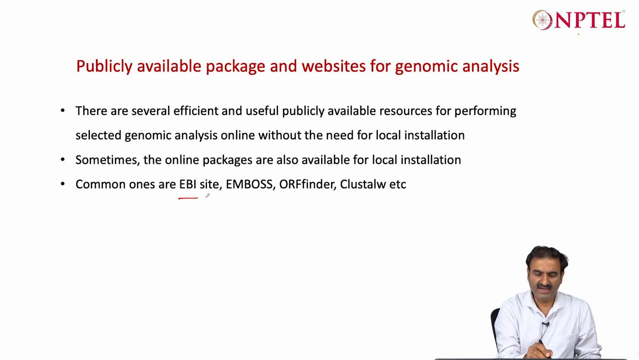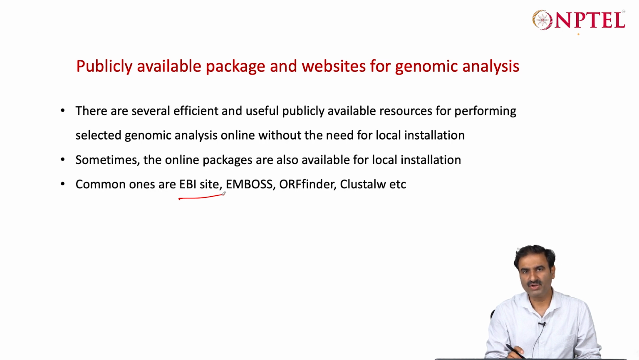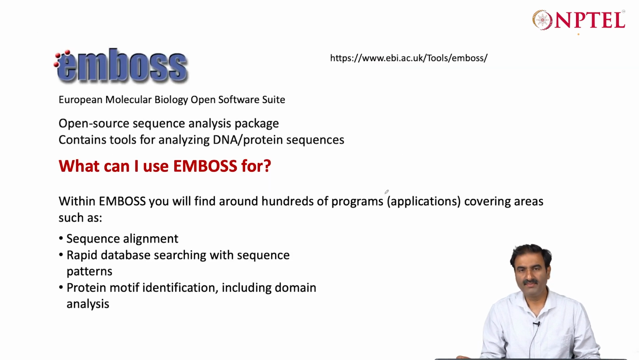So for example, the EBI site offers a lot of resources for common genomic analysis and structure predictions, right? EMBOSS is one of the tools, a suite of packages that is available. NCBI offers ORF Finder, and Clustal W is by EBI again. Okay, so EMBOSS is the European Molecular Biology Open Software Suite, which is a very commonly used suite of software, or basically a consortium or group of software tools which allows you to do routine analysis, as I mentioned, okay.